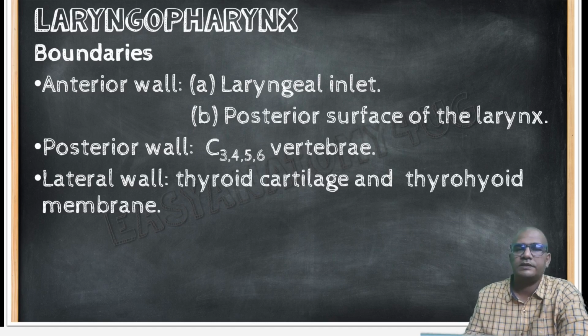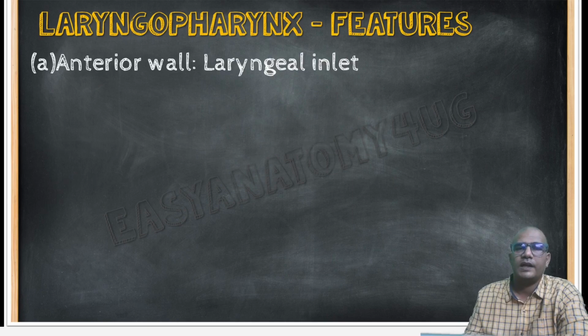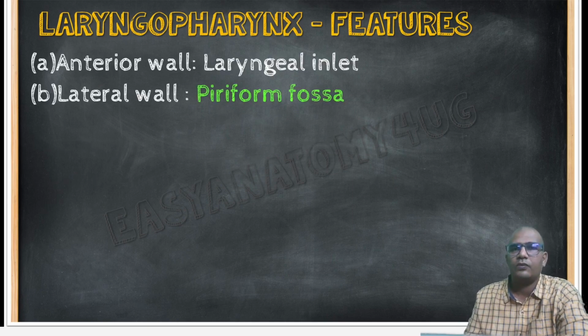So the thyroid cartilage, it is a shield-like cartilage which is having two laminae attached anteriorly, and the posterior borders, these are free borders. What are the features of the laryngopharynx? In the anterior wall, it shows laryngeal inlet, and in the lateral wall, it shows an important structure known as pyriform fossa, which is also known as smuggler's pouch. So at this stage, we will comment on the pyriform fossa. We will not discuss in detail because it will be discussed in detail with the interior of the laryngeal cavity.